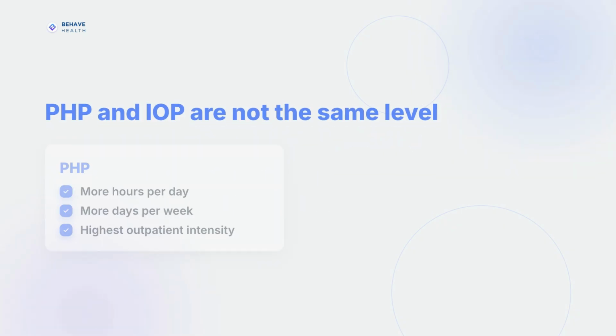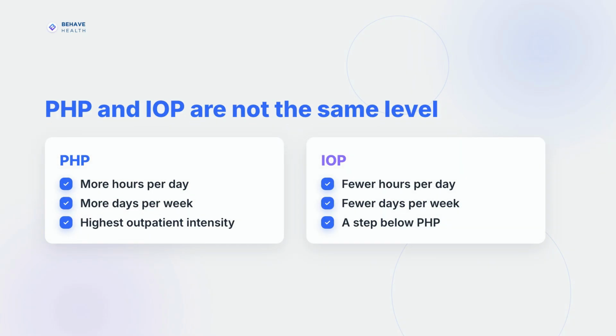Partial hospitalization is often confused with intensive outpatient at billing time, but they are distinct levels of care with distinct codes. The key distinction is service intensity. Partial hospitalization requires more hours per day and more days per week than intensive outpatient. Bill the level of care the patient actually received. Coding a partial hospitalization day at the lower level leaves revenue on the table.